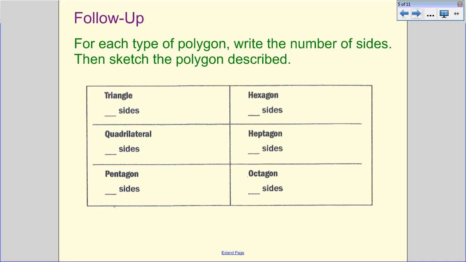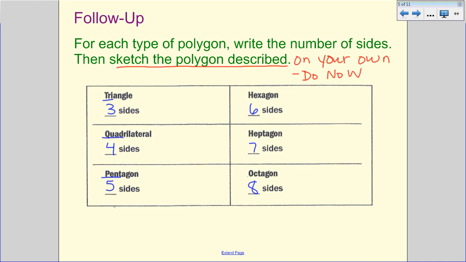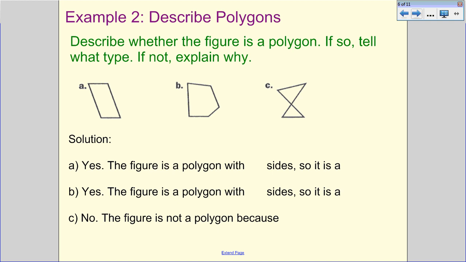A triangle. Tri is 3. Quadrilateral, we think of a 4-wheeler, 4 sides. Pentagon in Washington, D.C. has 5 sides. Hexagon is 6, heptagon is 7, and octagon is a stop sign. So what you need to do now is sketch the polygon on your own, and you're going to do that now.